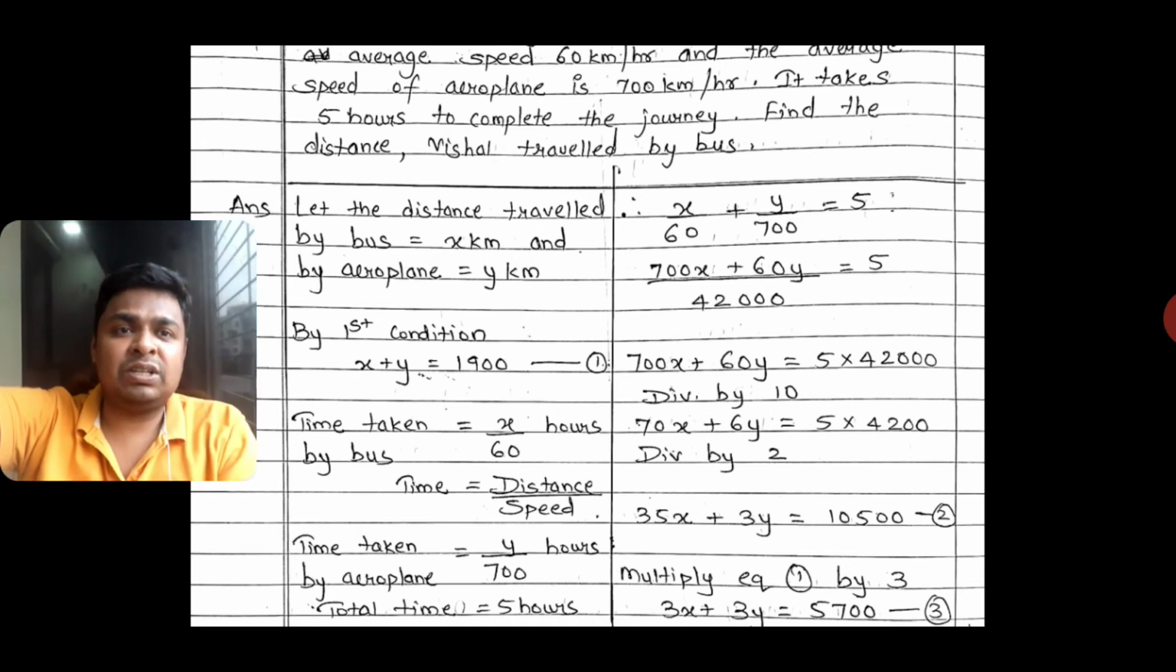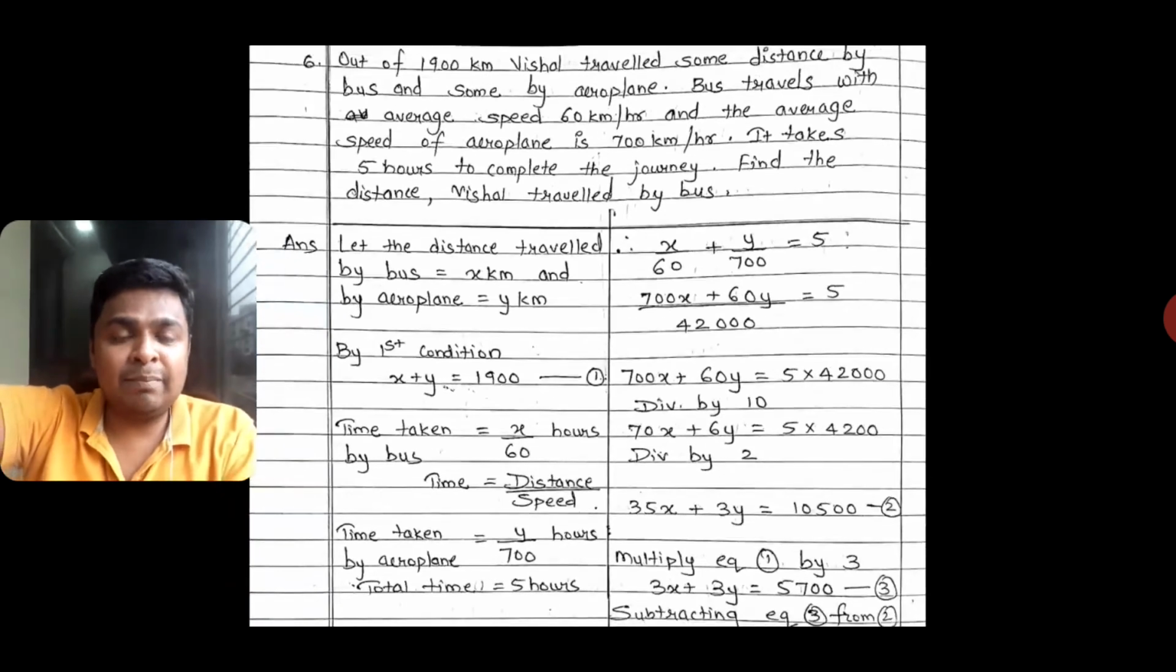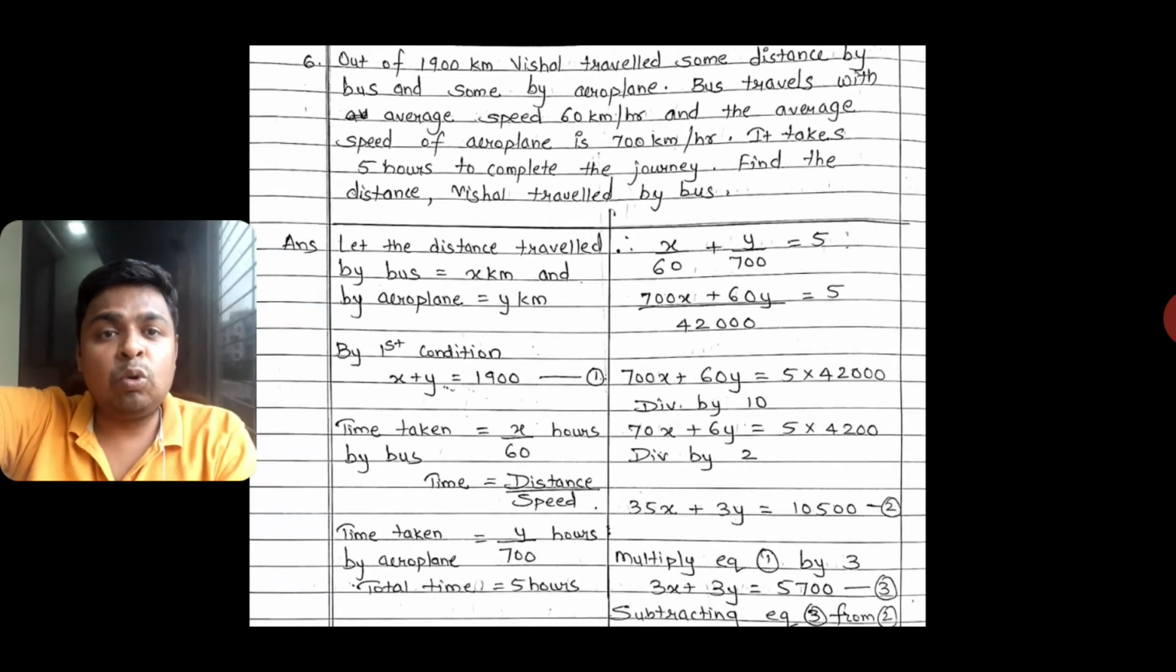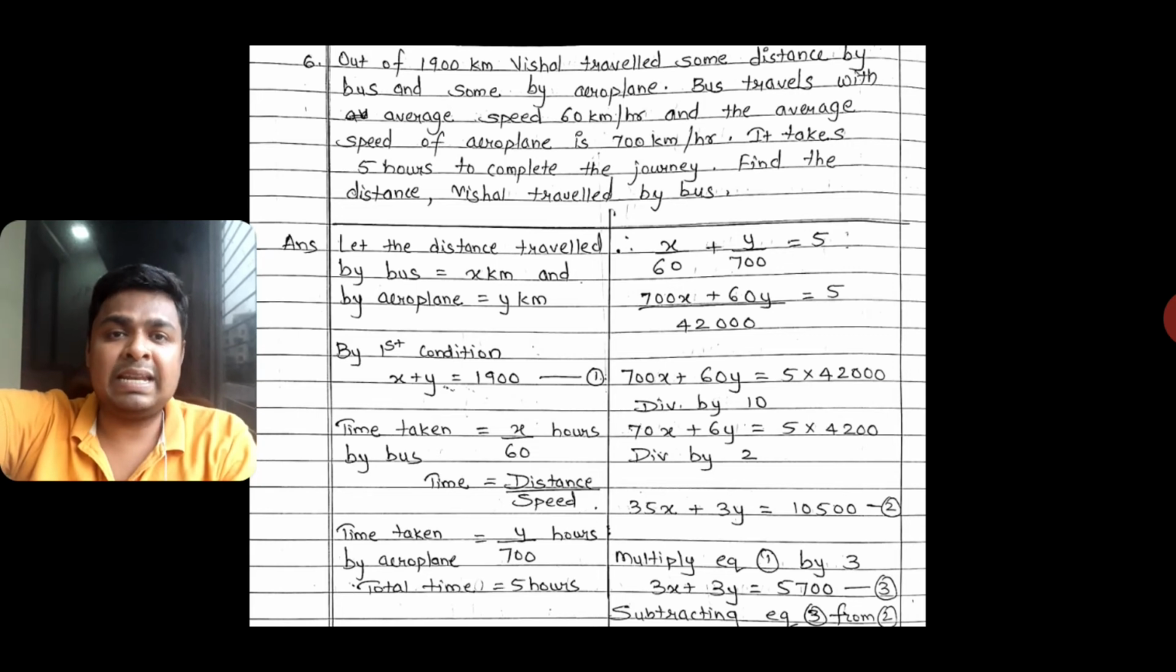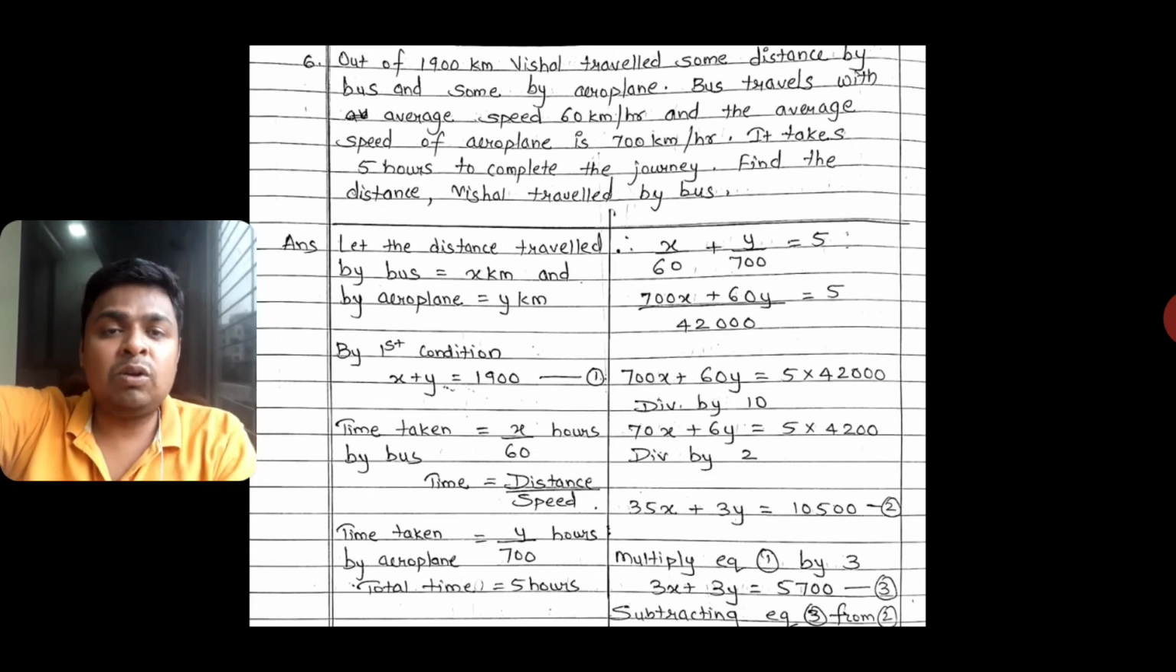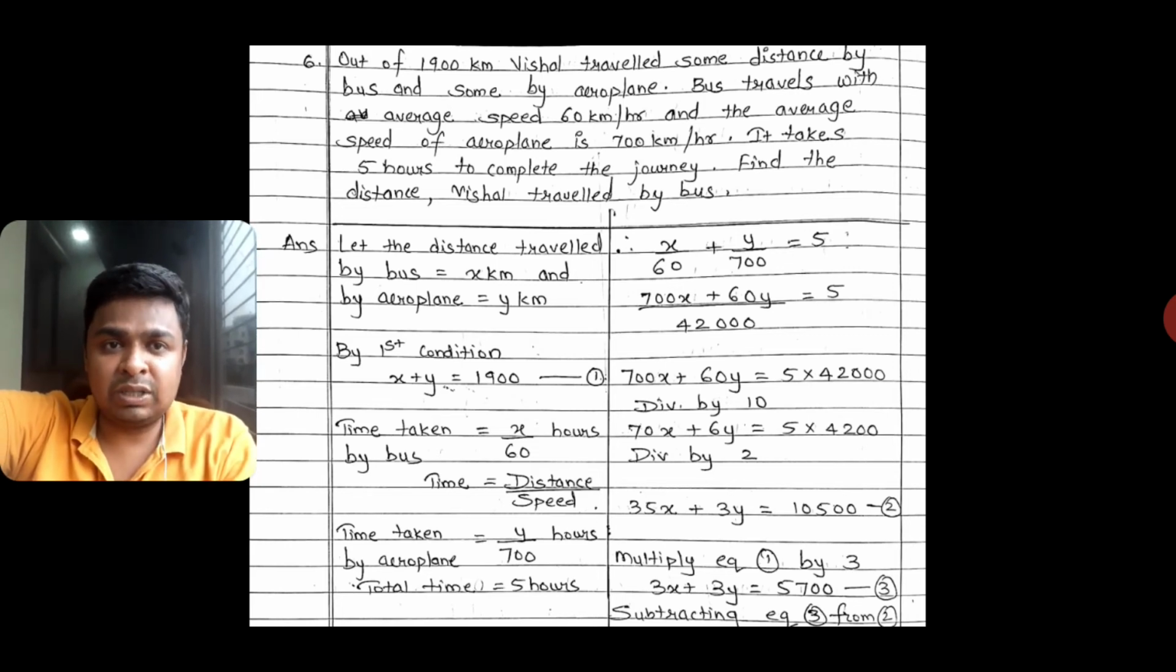So the first condition: the total distance he has traveled by bus and aeroplane is 1900. So x plus y is equal to 1900. This is the first equation.